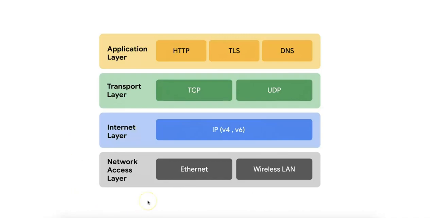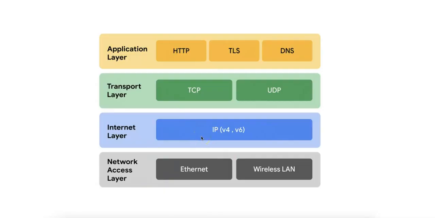Layer 4 is the network access layer, or the link layer, and this layer is responsible for the actual transmission of data over the physical network hardware, such as cables, routers, and switches. It includes protocols and hardware standards that define how data is transmitted within the local network.